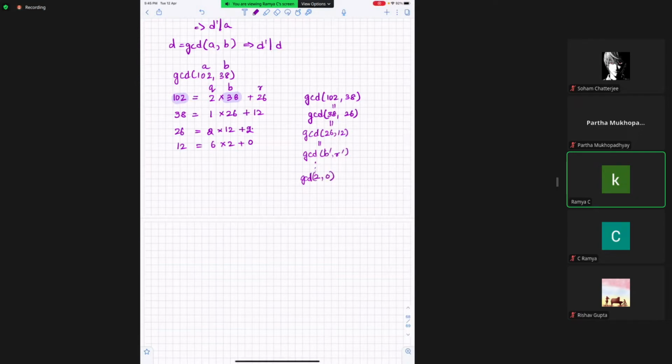So you keep dividing at every stage by B and R. And in the last but one step, whatever non-zero remainder you get, that is your GCD. So this one is the GCD. When you hit remainder 0, you look at the previous step. Whatever was the remainder, that's the GCD. Is this clear, everybody? Otherwise, we'll do some more examples.